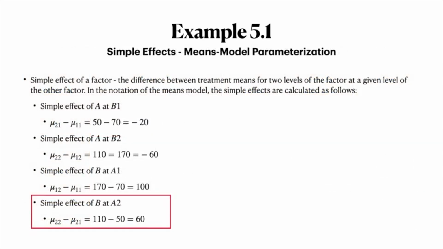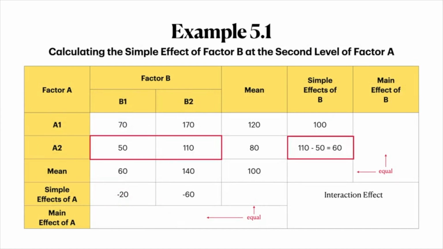And then finally, the fourth simple effect, the simple effect of B at the second level of A. That's defined to be mu22 minus mu21, 110 minus 50, which is 60. We see this in the table. We're taking the difference between the treatment means in the second row of the table and placing that value in the column labeled simple effects of B, and so that's going to be 110 minus 50, or 60.